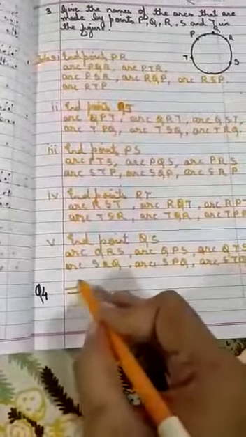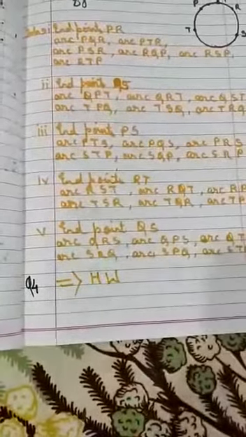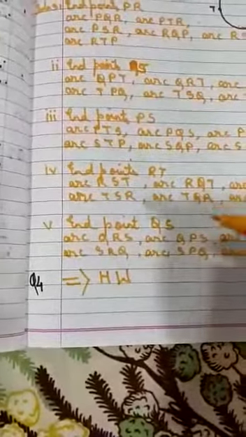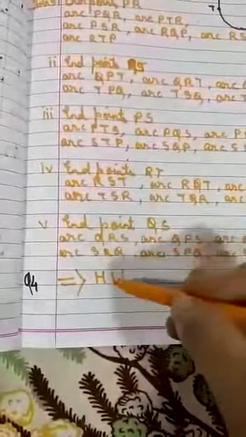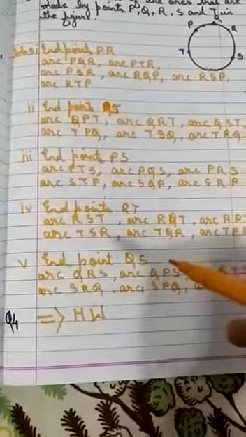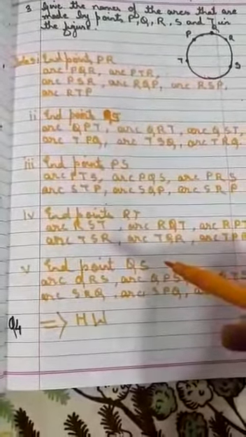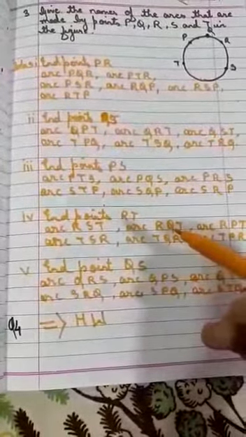Question number 4 of your textbook, you will do it as homework, which is an activity based question. We have to measure the circumference of any circular objects like bangles, or any jar. We have to measure the circumference and we have to write. So question number 4, you are going to do it as homework. So with this we have done with our chapter number 7, circle chapter. With this we have done with our first semester portion.